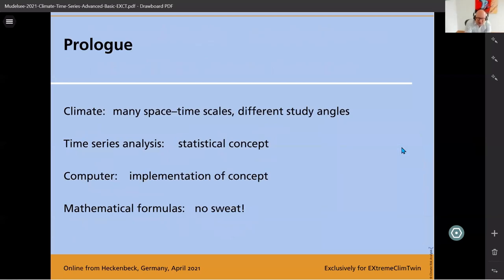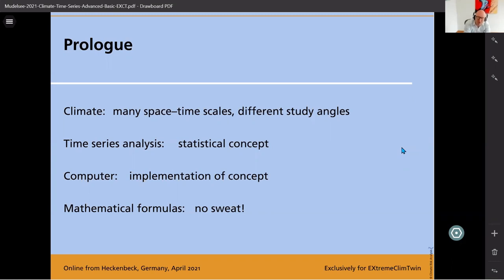And we study climate. We come from different angles, from geography or physics, and we are interested in different aspects of the climate, different space and time scales: regional climate in Southeast Europe, or maybe a local climate in Novi Sad or here in Heckenbeck where I live. Also the time scales, long term, back in time millions of years, paleoclimate, so you will get some examples from paleoclimate today, but also the more recent interval, the instrumental period, the past 150 years, and then the very recent interval where we have many data points.